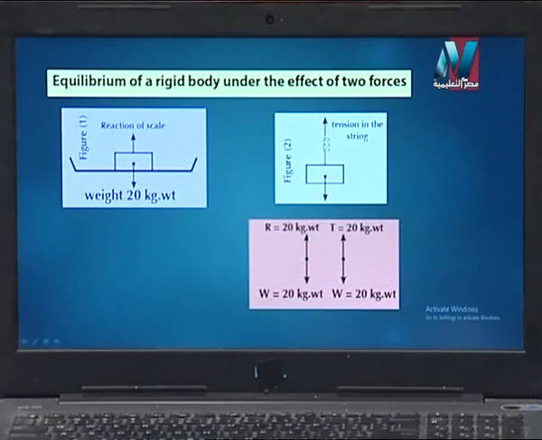Yes, when we draw it, we draw a straight line like that. This is the body, and its weight equals 20 kilogram weight acting downwards, and the reaction or the tension acts upward, and its magnitude also equals 20 kilogram weight. So they are equal in magnitude and opposite in direction. So the body is in equilibrium.